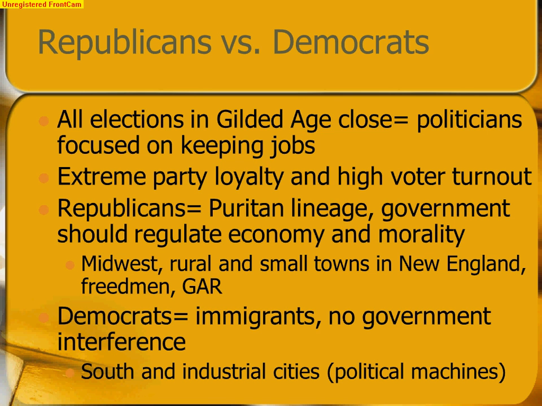And the reason for that is because there really isn't much difference between Republicans and Democrats. Mostly what they're focusing on during this period of time is keeping their jobs. So they're going to say whatever they need to in order to keep their job. There's not much difference. One of the major hallmarks, though, of the Gilded Age elections is that there is very high voter turnout, as high as 80% in some elections, and extreme party loyalty.